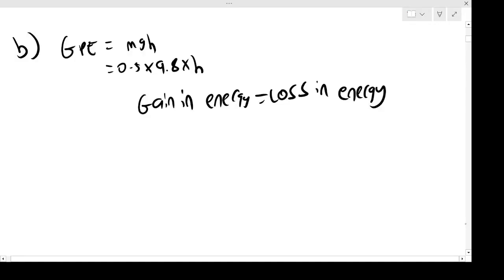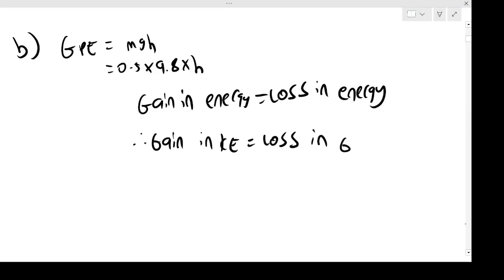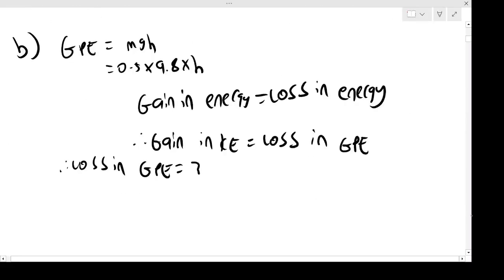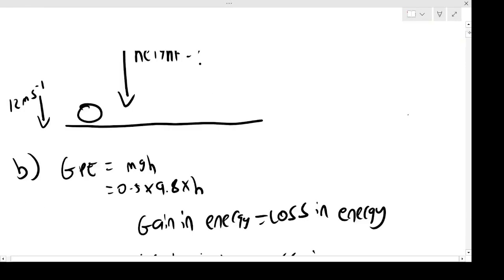So that means the gain in kinetic energy has to match the loss in gravitational energy. And that's simply what we're going to do. So therefore, we can say that the loss in gravitational energy, GPE, matches the kinetic energy, which is 36. And that's it, very simply. That's the idea of conservation of energy there. And that being joules, if you wish to add that on.